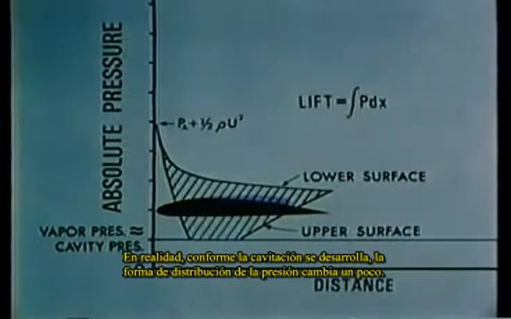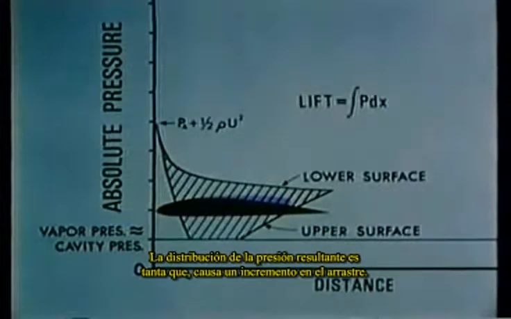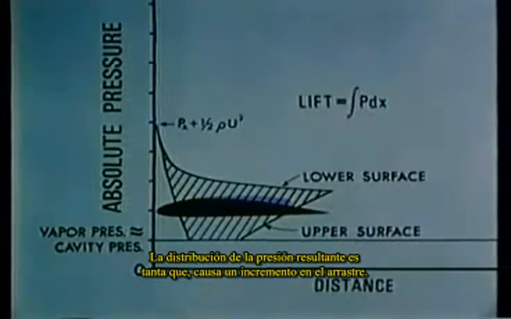Actually, as cavitation develops, the shape of the pressure distribution changes somewhat. The resultant pressure distribution is such as to cause an increase in drag. Thus, hydrofoils, and for the same reasons, many hydraulic machines which are designed for efficient subcavitating operation lose efficiency when cavitating. Where cavitation is unavoidable, and conditions are such that supercavitating flow can be assured, it is possible to use supercavitating hydrofoil profiles specifically designed to achieve high lift-drag ratios.